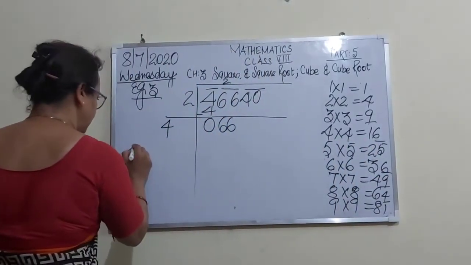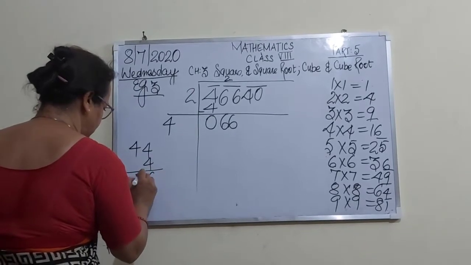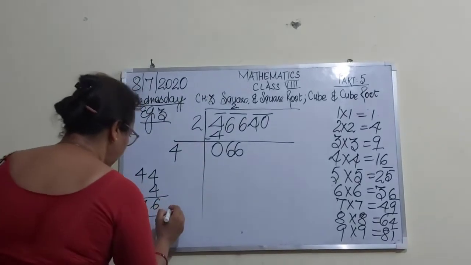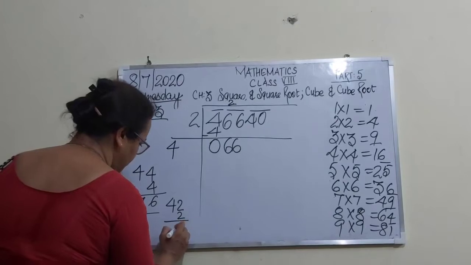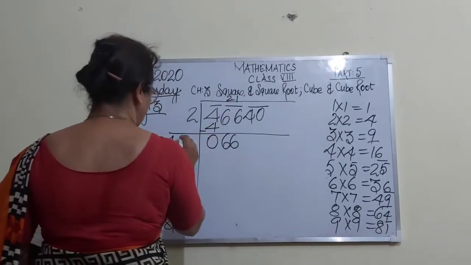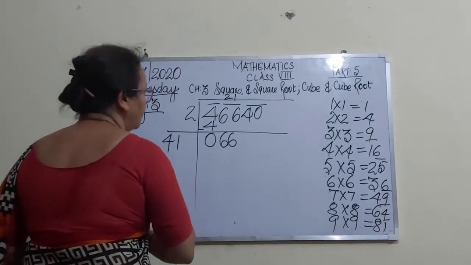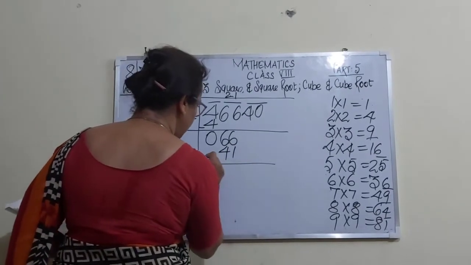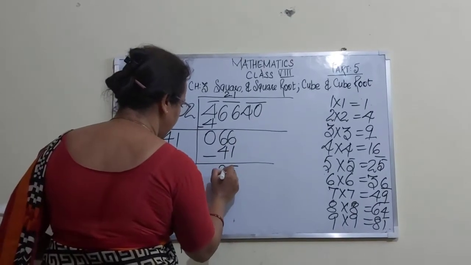If I write 4 4 4, what will it be? 176. It is too big. So I'll go less than this. 4 2 2. 2 2s are 4, 2 4s are 8. This is also greater. So what will I do? 1. This will be 41. That's right. Now what do I have to write down here? 41. Clear, students? 6 minus 1 is 5 and 6 minus 4 is 2.